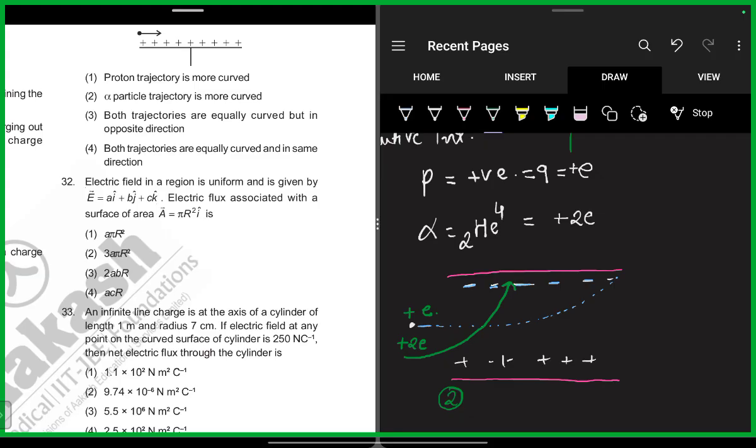But shouldn't it be C? Why? As you can see, they are in opposite directions, and the alpha particle carries more charge. According to the formula, Q multiplied by E, the more the charge, the more the force.